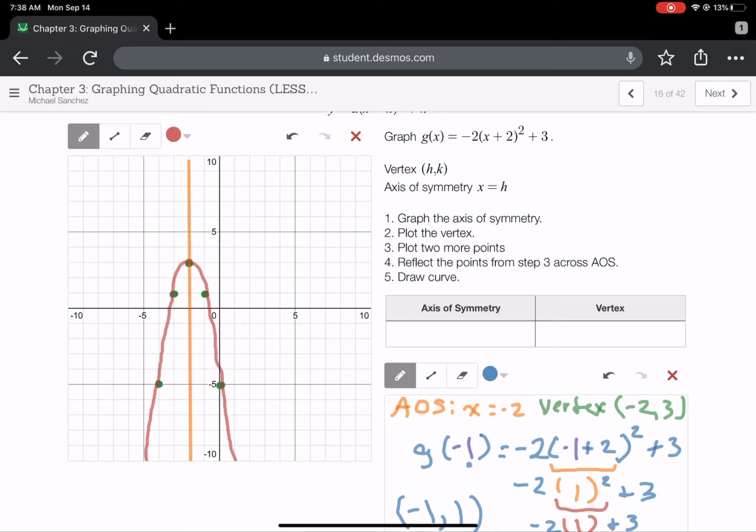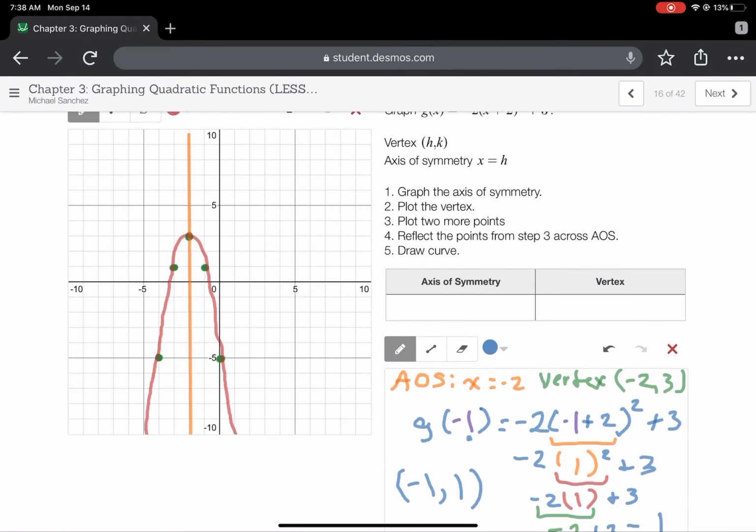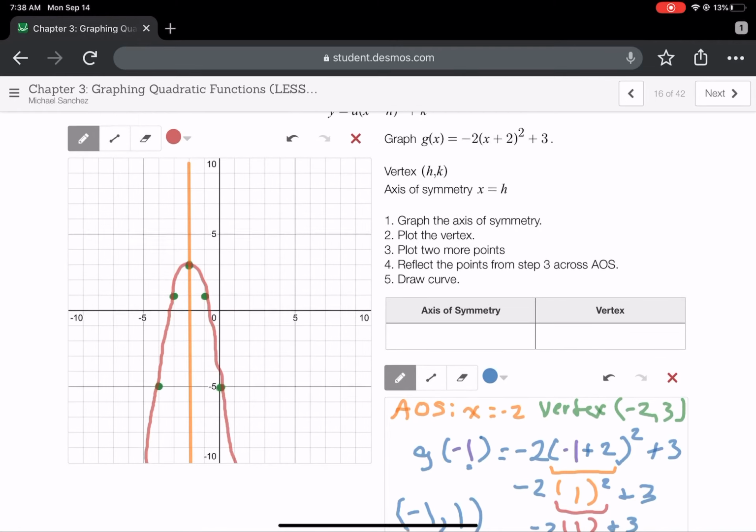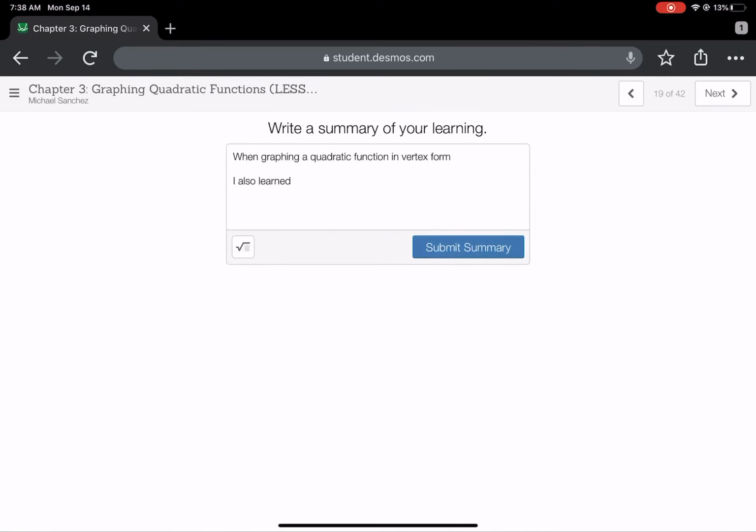All right, so this is how you graph a function in vertex form. Find the axis of symmetry, find the vertex, choose 2 numbers, any x values, to find 2 other points on the graph, and then reflect those across the axis of symmetry so you can get a total of 5 points, and then draw your curve. All right, that is the end of our lesson. All you've learned in this lesson is how to graph a quadratic function in vertex form.